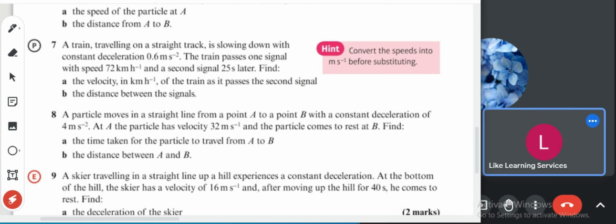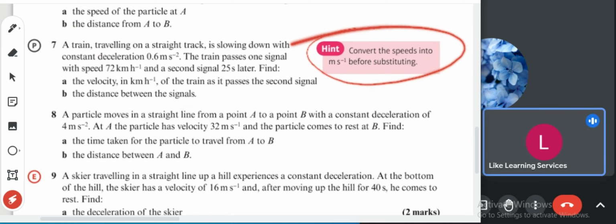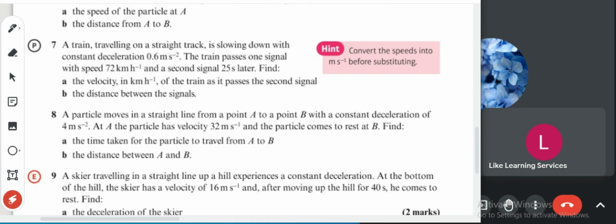You know, if they are not giving an SI unit, you need to do the conversions first. That's a hint given here. Can you see number 7? Yeah. Okay, a train is traveling on a straight track and is slowing down with a constant deceleration of 0.6 meters per second squared. The train passes one signal pole with speed of 72 kilometers per hour, and the second signal 25 seconds later. Find the velocity in kilometers per hour of the train as it passes the second signal and the distance between the signals.